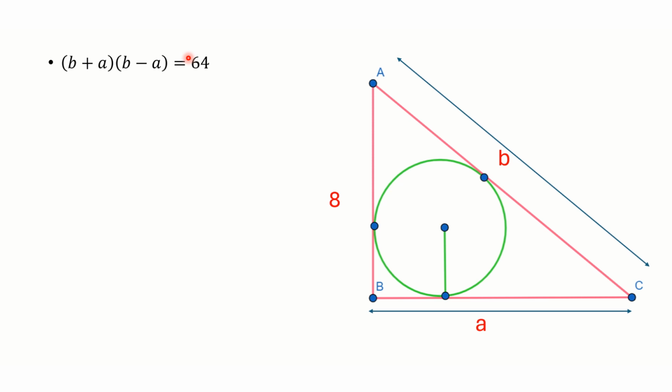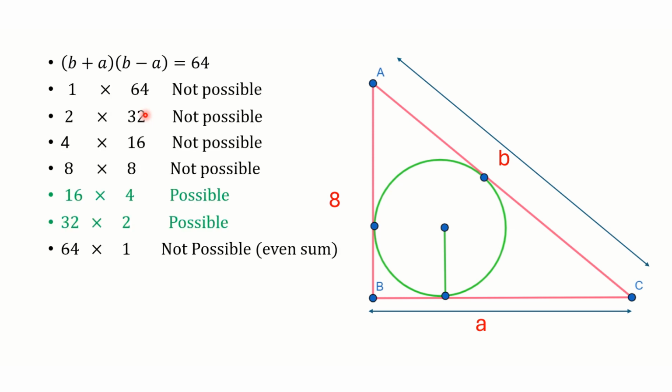So now I have two positive integers whose product is 64, so we have a limited number of possibilities. I can have 1 into 64, 2 into 32, 4 into 16, or 8 into 8. I have written all the possibilities: 1 into 64, 2 into 32, 4 into 16, 8 into 8, 16 into 4, 32 into 2, 64 into 1. Only these are possible, which are positive integers whose product is 64.